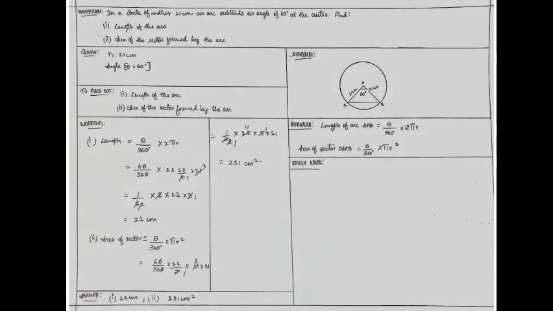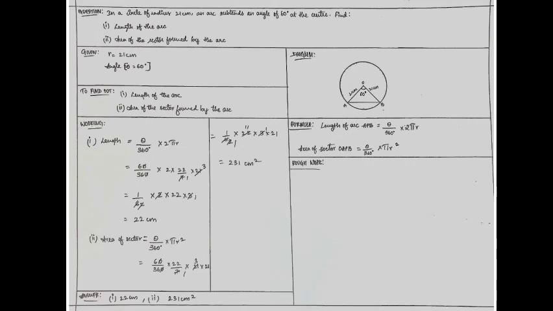Seventh question, in a circle of radius 21 centimeter, an arc subtends an angle of 60 degree at the center. We need to find the length of the arc and the area of the sector formed by the arc. So the question is divided into two parts. So the radius is 21 centimeter and the angle they have given is 60 degree. So first we are going to find the length of the arc. We are using the formula theta by 360 degree into 2 pi r. We have to substitute the values in this formula and we get the length as 22 centimeter.